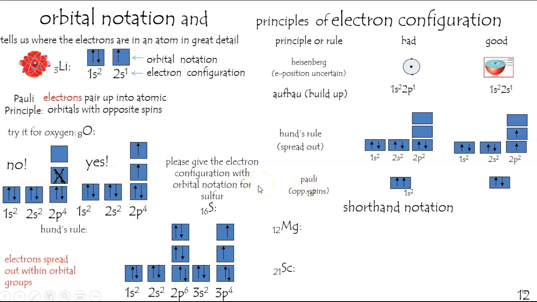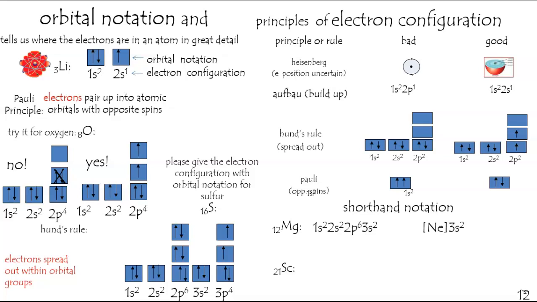somebody came up with the bright idea of using a shorthand notation. The rule is it's okay to start with the nearest noble gas. So for magnesium, we don't have to do 1s2, and so on. Why don't we just go from neon forward? Put it in brackets and then continue where you are. In this case, neon 3s2.